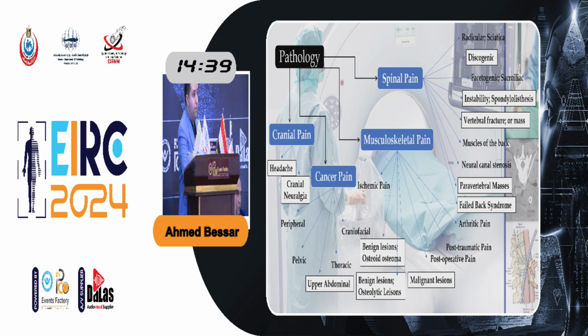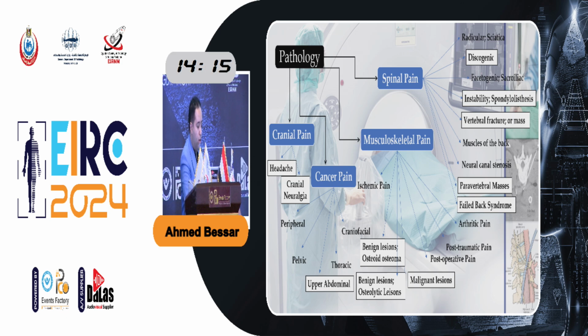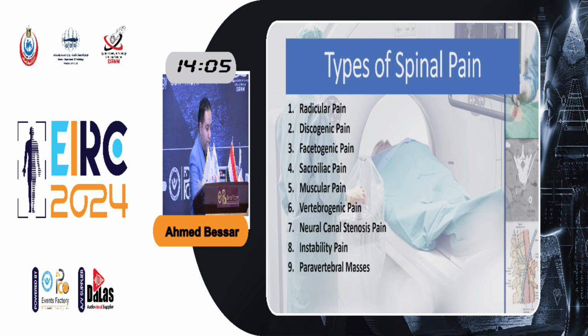So, when we are talking about the pathology of pain, we are talking about spinal pain, musculoskeletal pain, cancer pain, and cranial pain. The spinal pain may be radicular, discogenic, facetogenic, sacroiliac, vertebral fracture or paravertebral masses, muscles of the back, neural canal stenosis, failed back syndrome, and arthritic pain. The musculoskeletal pain may be post-traumatic and post-operative pain, ischemic pain, malignant pain, and benign lesions, like we discussed in the first lectures about benign osteoid osteoma and the osteolytic lesions.